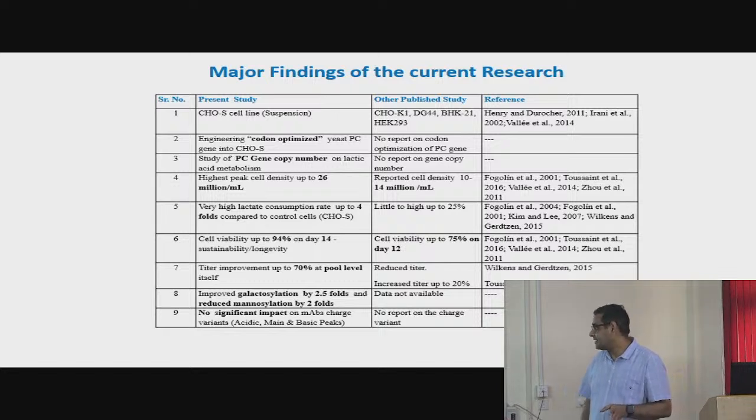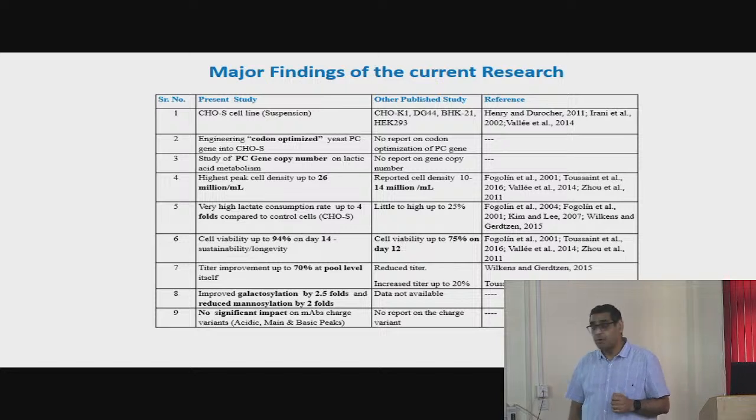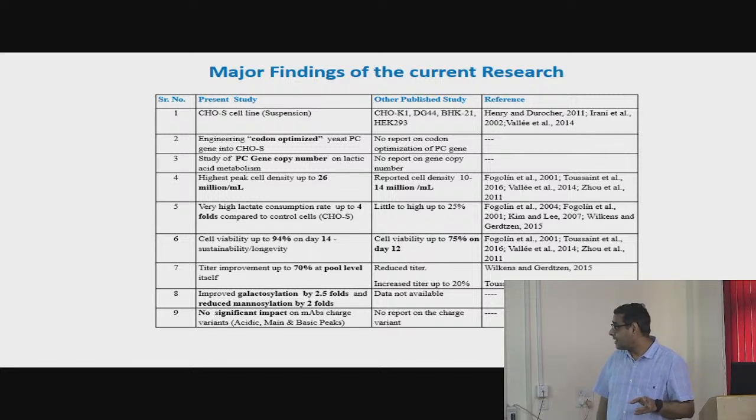Then titer 76 at pool stage. So when we are generating the pool of cells, we got 70% improvement. And here the reduced titer was reported, so we have claimed that. Then galactosylation by 2.5-fold and mannosylation by 2-fold, and data was not available earlier. No significant impact on mAb charge variant. So we did the study again to see, but we got the same results.